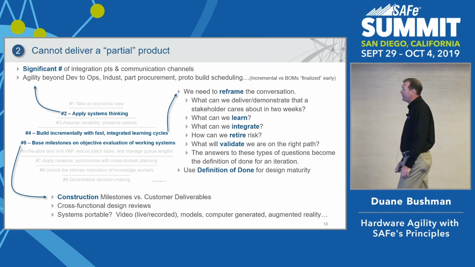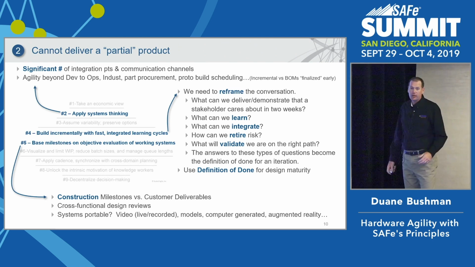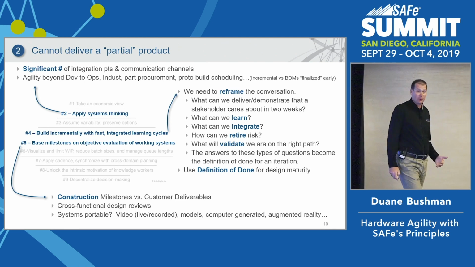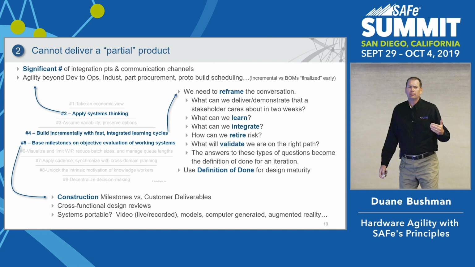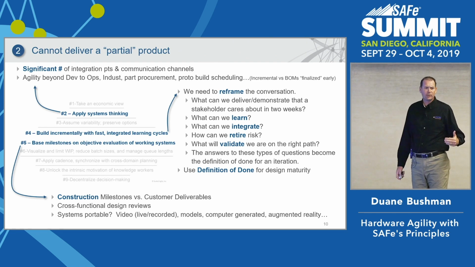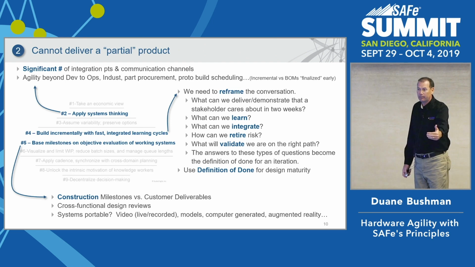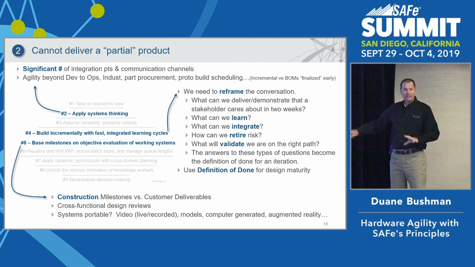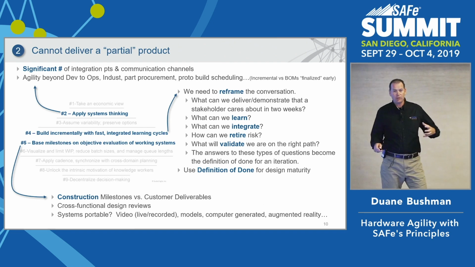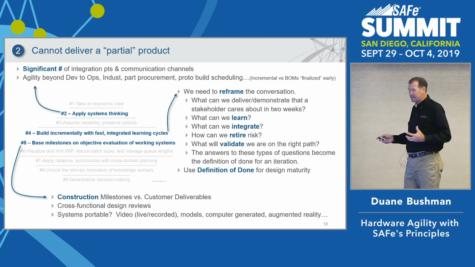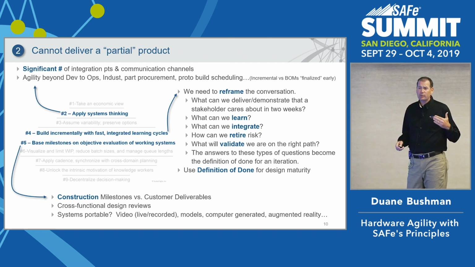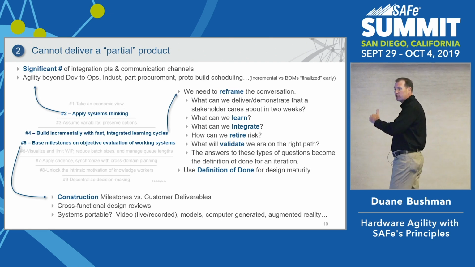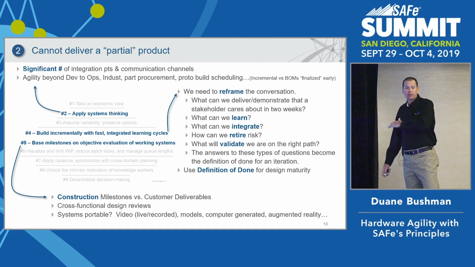And then number 5, basing the milestones on that objective evaluation of working systems, right? Again, boy, we can't do it in 2 weeks. I can't do a schematic in a 2-week time frame. That's not a working system. So I'm going to introduce a concept in a little bit called a horizon roadmap. And this is something that's been used by some of my clients. As we go through there, the construction milestone versus customer deliverables.